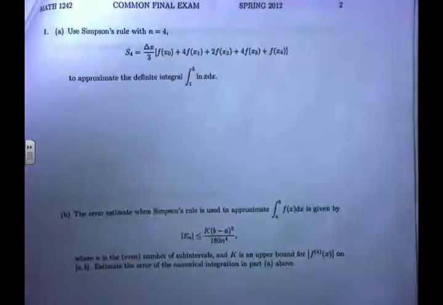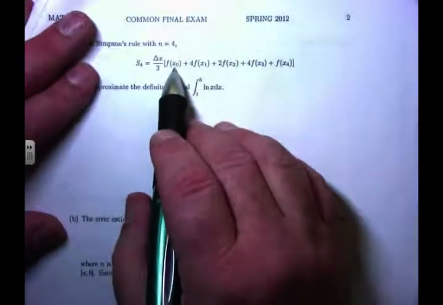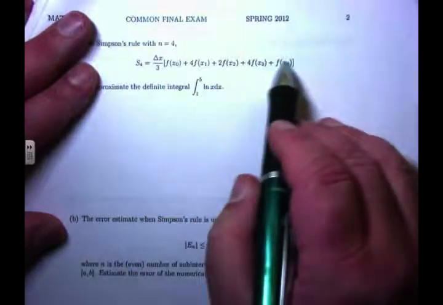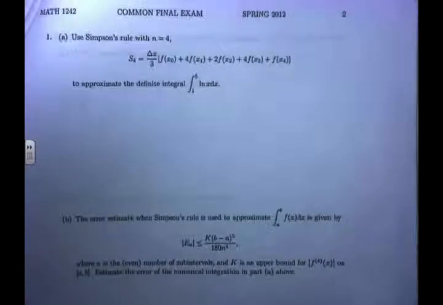Okay? This is the Simpson's rule formula, which is delta x over 3 times f of a, or your endpoint, plus 4 f of x1 plus 2 f of x2 plus 4, 2, 4, 2, plus f of b. The trapezoidal rule formula was delta x over 2 times f of a plus 2 times f of all the internal points plus f of b. The midpoint rule is just delta x times f of all the midpoints of your intervals. Okay? Just to remind you guys.